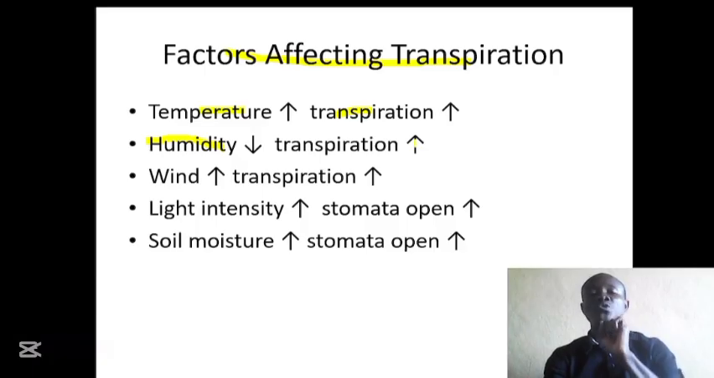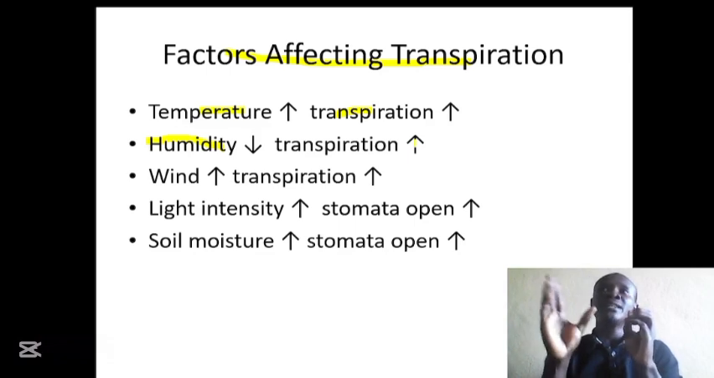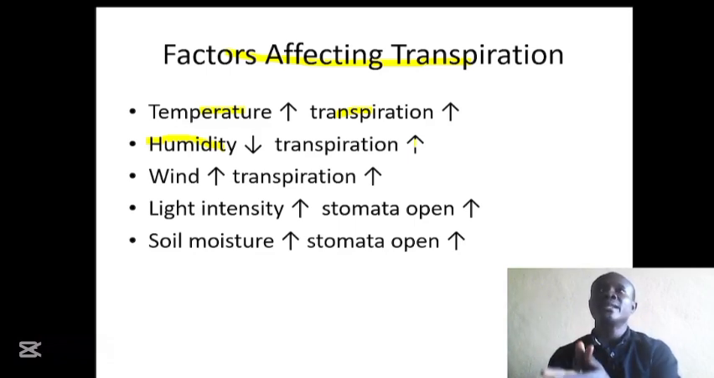Humidity is the amount of water vapor in the air. So when the amount of water vapor in the air increases, transpiration decreases. When the amount of water vapor in the air decreases, transpiration increases. And we have wind, which is air in motion. When the speed of wind increases, transpiration increases. When it decreases, transpiration decreases.